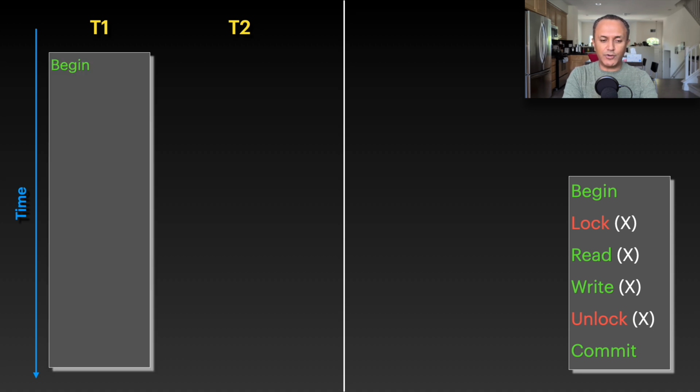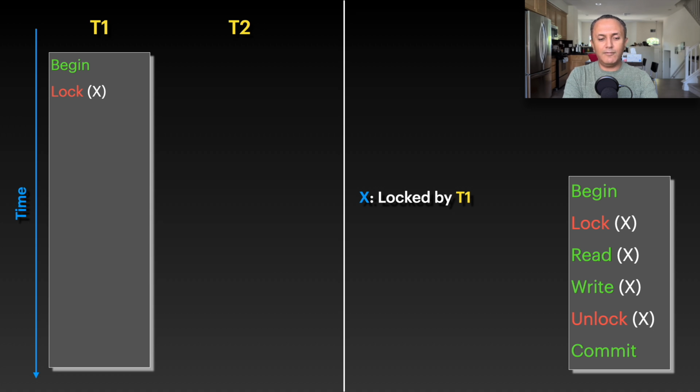So we have the begin instruction, and then it encounters the lock operation. So this means that T1 will acquire a lock on variable X. Let's put a note by the side that X now is locked by T1. So T1 already acquired a lock on X. T1 will be able to proceed.